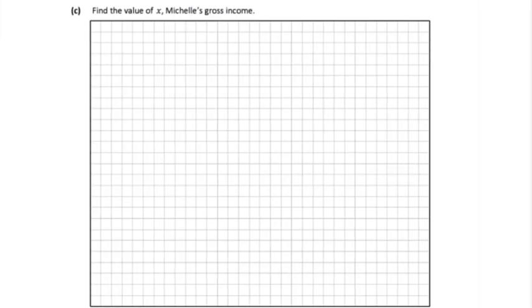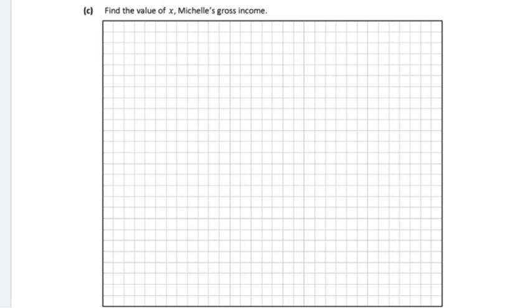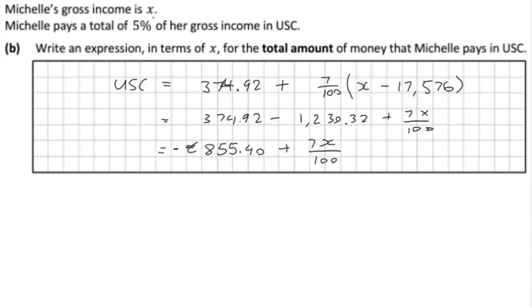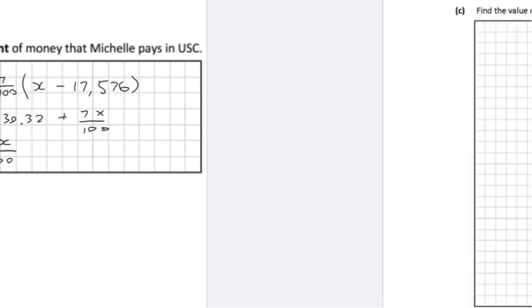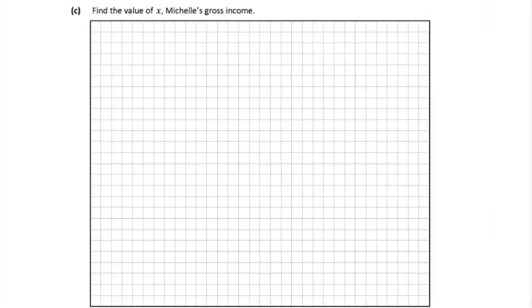Now we want to solve for x. If we have a value for the gross, we're going to multiply that by 5 over 100 and set it equal to the tax. So the 5% is going to be 5 over 100, or you can write 5%, but let's keep it in fractional form, and that's equal to our amount, which we just got in part B, so 7x over 100, and also we have minus, we just bring the negative over, 855 and 40 cents.